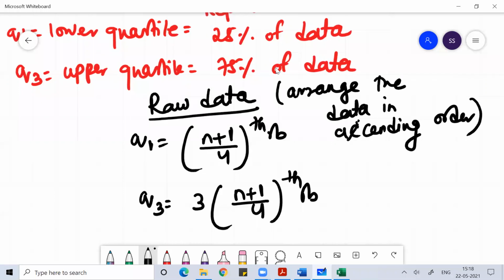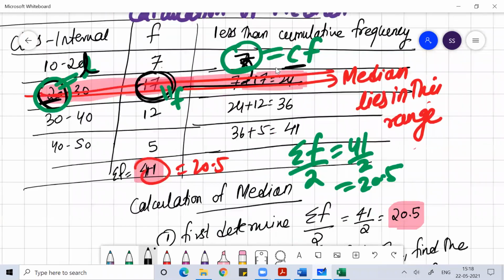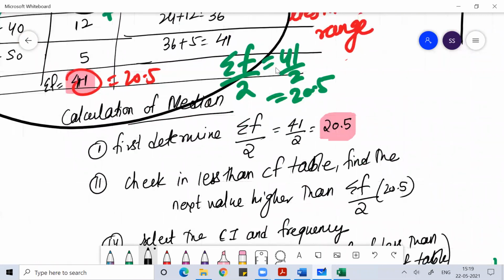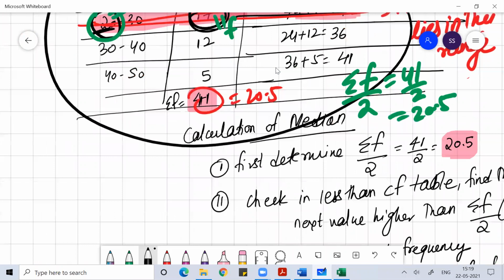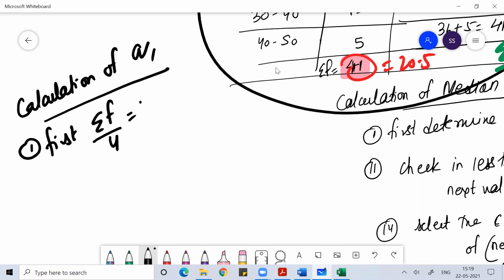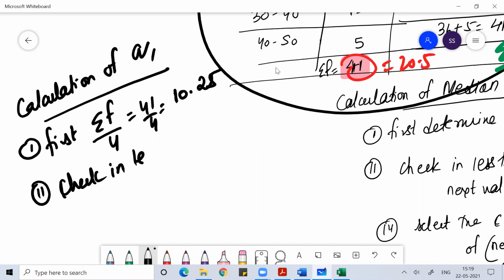If you have a class interval with frequency, same like this question, and you are finding quartile 1, first you'll find sum of f by 4. Sum of f by 4 means 41 by 4, which is 10.25. Then you check in the less than cumulative frequency table for the next value higher than 10.25.